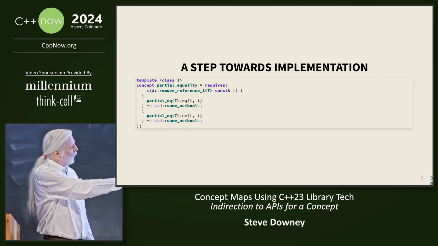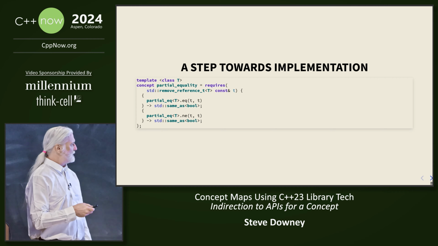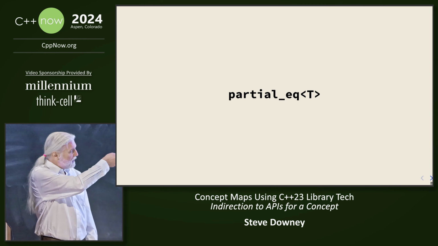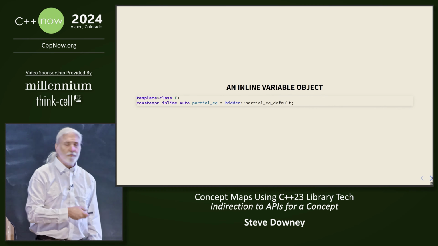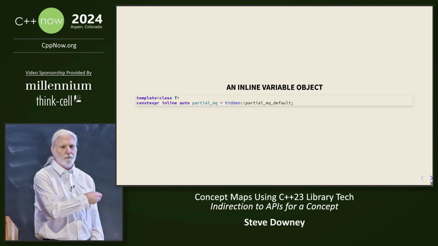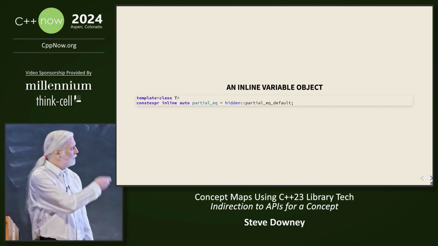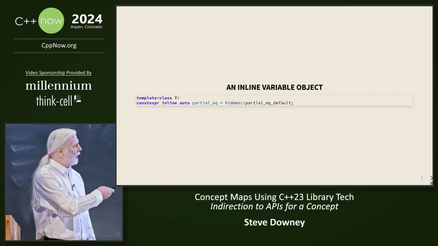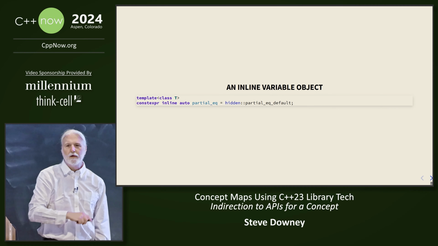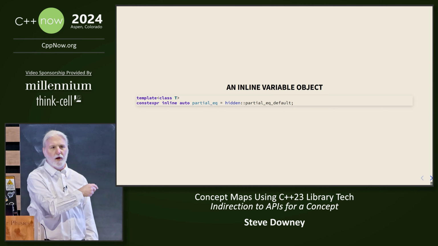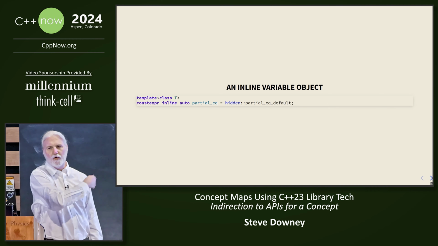Making the assumption that there will be something partial EQ that I can ask this question of. So what is this going to look like? An inline variable object, very much like we define in niebloids. So we've got a constexpr inline auto partial EQ that is a variable template. In this case, I've got a useful default that you could pick up from elsewhere. If there is no default, I've been using false type.